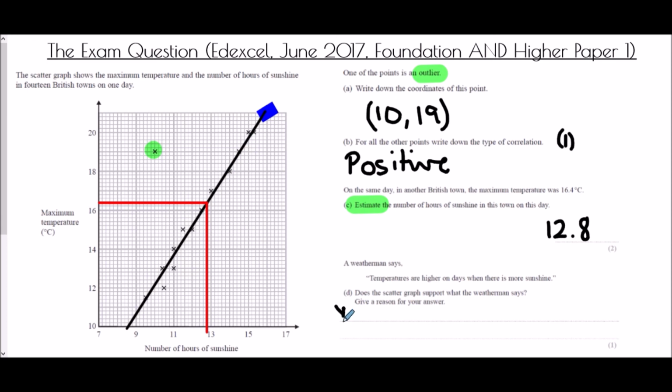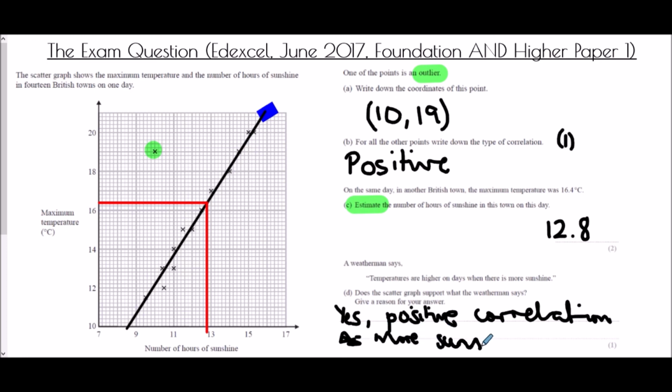So, does the scatter graph support what the weatherman says? Yes. And for a reason, the positive correlation is a good reason here: the more hours of sunshine, the higher the maximum temperature. And so that's all we really need to talk about here. Yes, positive correlation. More sunshine, higher temperature.